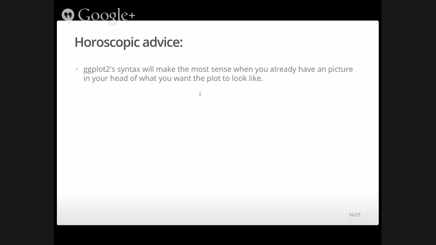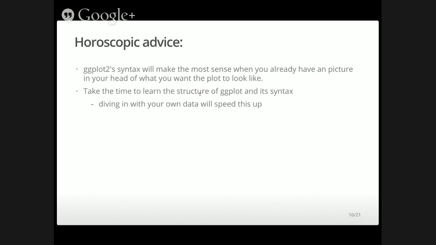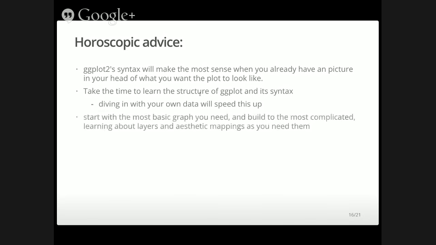I spent a lot of time fiddling around on ggplot 2, trying aesthetics randomly in random geometry arguments, and you can kind of get there, but you don't really understand what's going on. So it really helps if you have an idea of what you want your graph to look like already, and then build it according to the layering syntax that ggplot 2 is meant to do. So that will really help a lot. And then just take the time to learn the syntax, and diving in with your own data will speed this up. The diamonds data set is great, but you don't know it as well as you know your own data. So I would recommend working with your own data. And then just start with the most basic graph and build up from there.